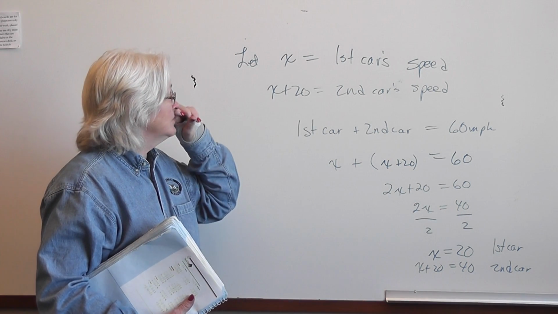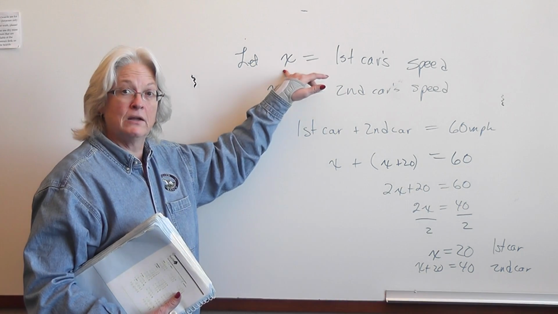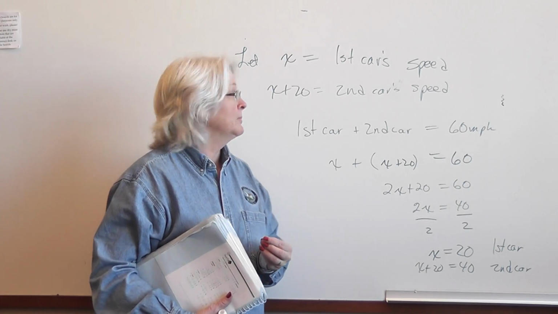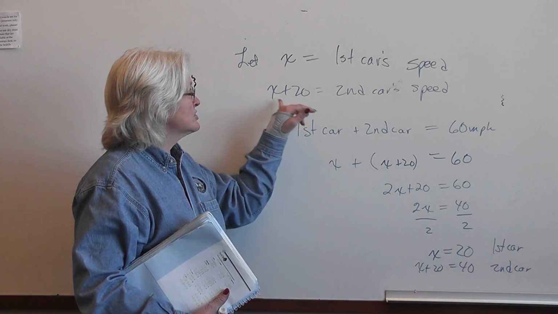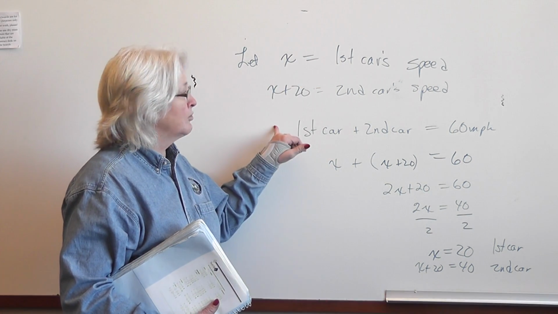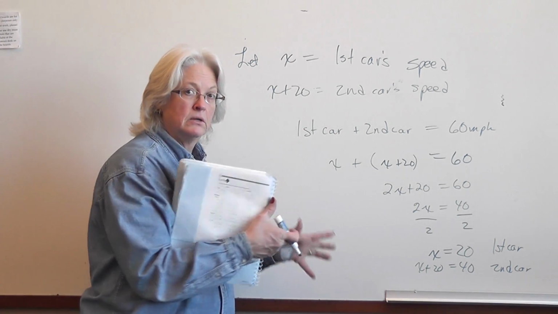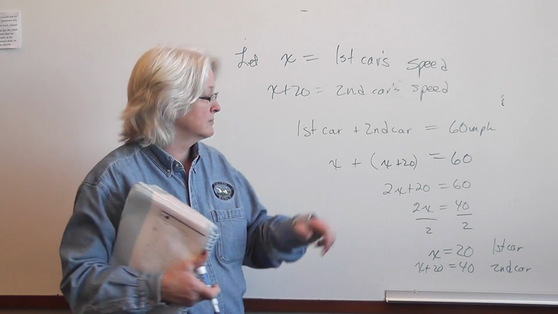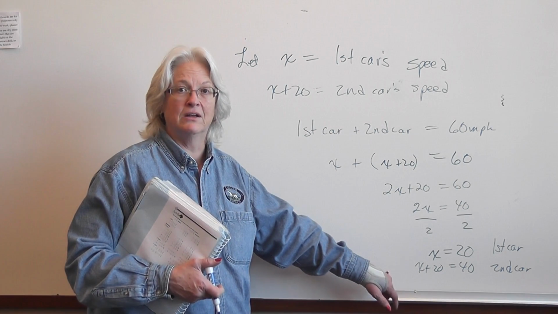They want you to pick a variable to represent what you're looking for in your problem. If you have other pieces of information, come up with an expression where you use that same variable. Create a relationship between the two of them where this is equal to that. Solve your equation, check your solution.